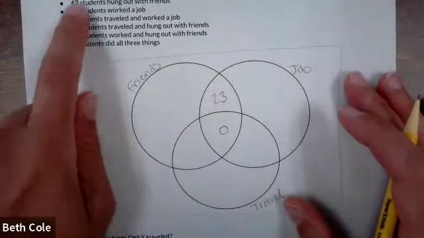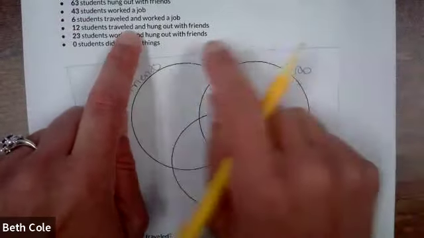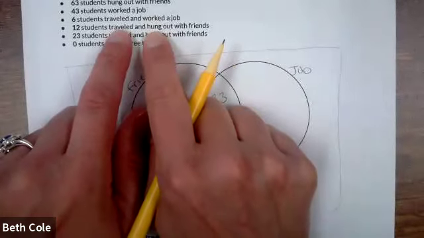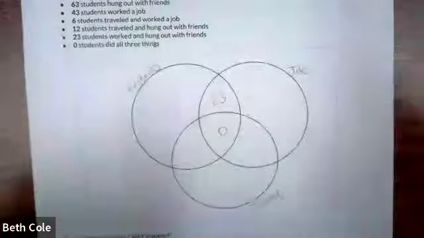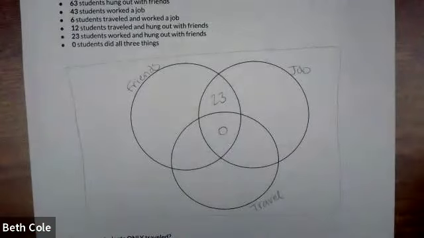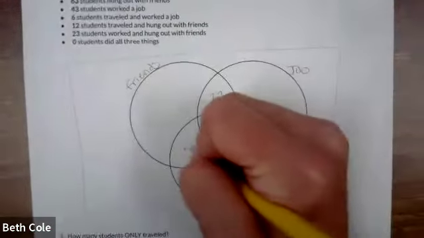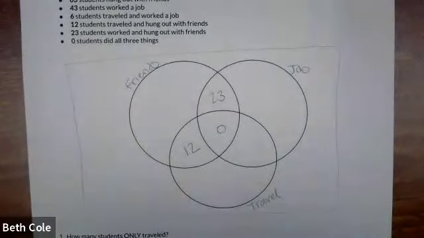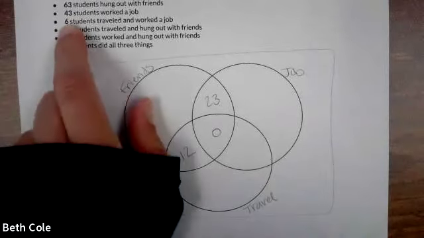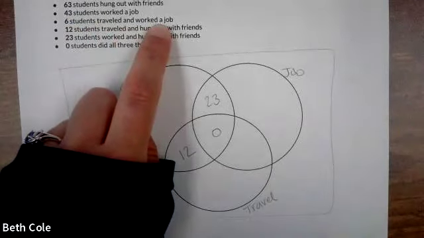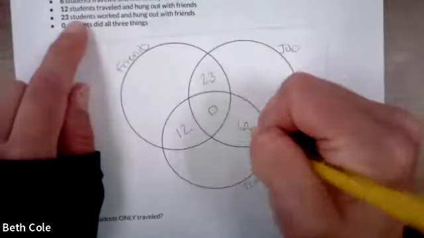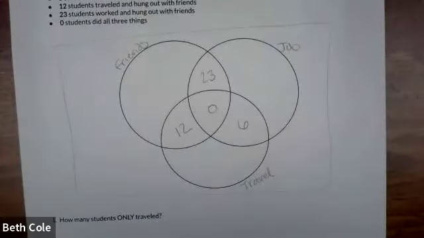And again, I'm just working my way backwards here. 12 students traveled and were with their friends. So where the travel and friends overlap, in the middle of those 2, 12 would go there. All right, it says 6 students traveled and worked a job. So 6, yeah, we go on the other overlap. You got to start in the middle and work your way out.